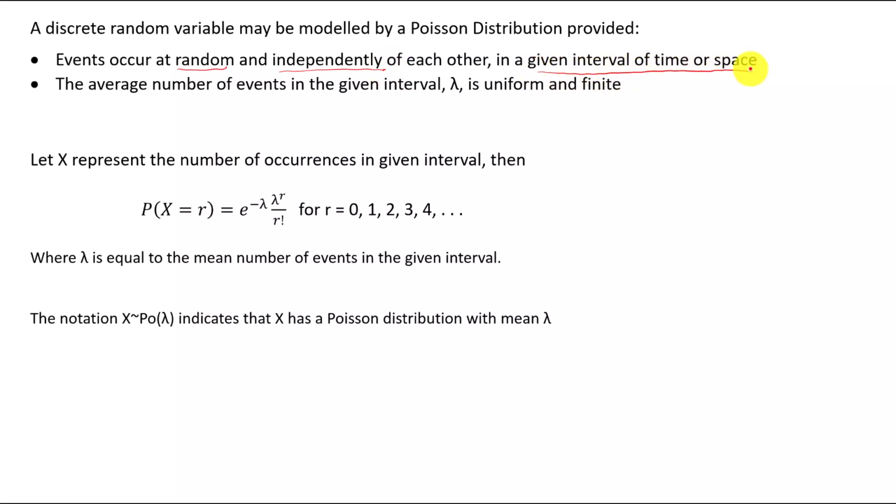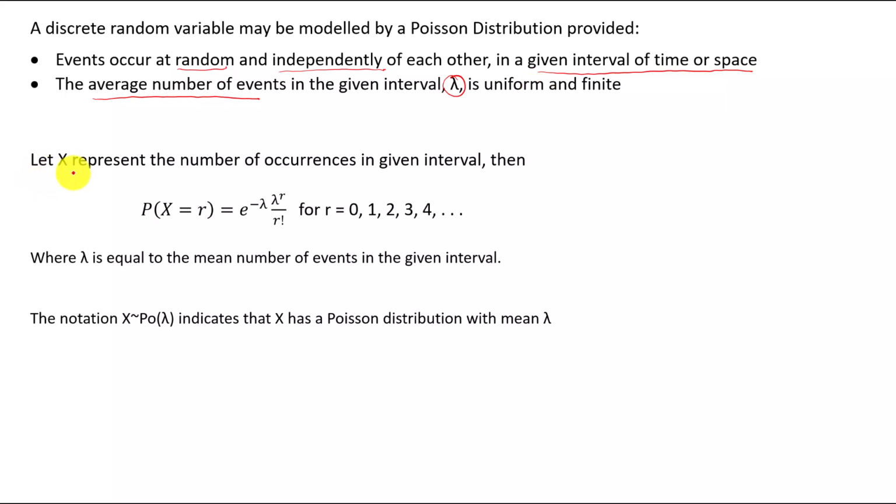And that's what's going to signal to you when you're reading a problem on the test that it is a Poisson distribution, because you're going to be given an interval of time or space. You're also going to be given the average number of events in that interval, and a lot of times we use lambda, the Greek letter lambda, for that. The average number of events in the interval has to be uniform and finite. Obviously it can't be infinity, and it has to be consistent, so the average per day or per mile or something like that.